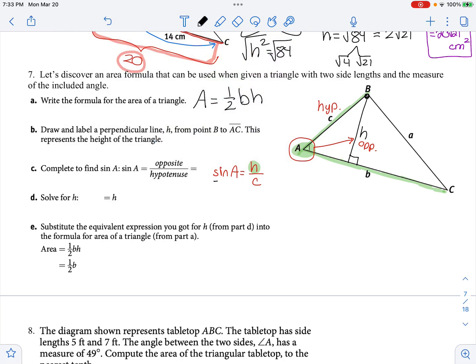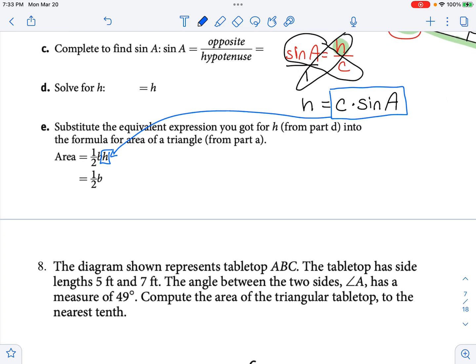Okay, if I do over 1 and I cross multiply, H would equal, and then I would have to multiply these together. So C times the sine of A. So unlike the last example, this time we're identifying our H value by actually using one of our trig functions. Now, once I know that this is my H value, I can go back to that original equation and plug that H value in.